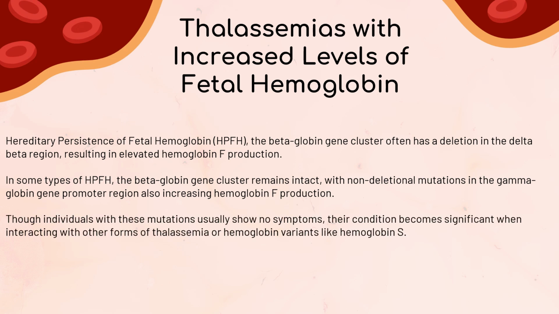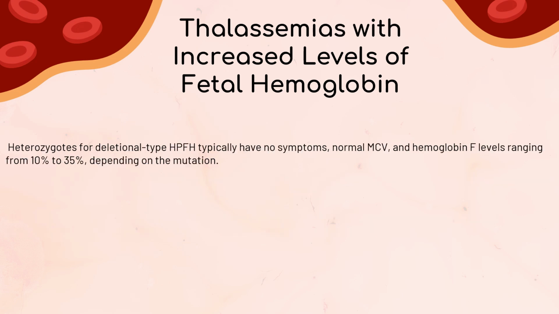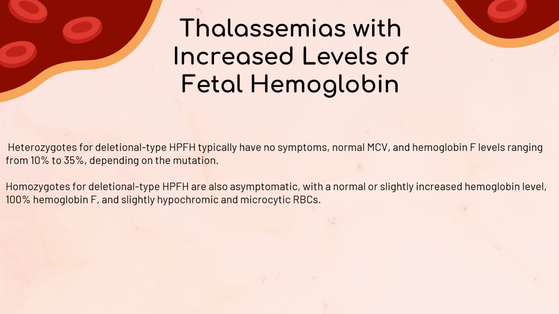Though individuals with these mutations usually show no symptoms, their condition becomes significant when interacting with other forms of thalassemia or hemoglobin variants like hemoglobin S. Heterozygotes for deletional type HPFH typically have no symptoms, normal MCV, and hemoglobin F levels ranging from 10% to 35%, depending on the mutation. Homozygotes for deletional type HPFH are also asymptomatic, with a normal or slightly increased hemoglobin level, 100% hemoglobin F, and slightly hypochromic and microcytic RBCs.